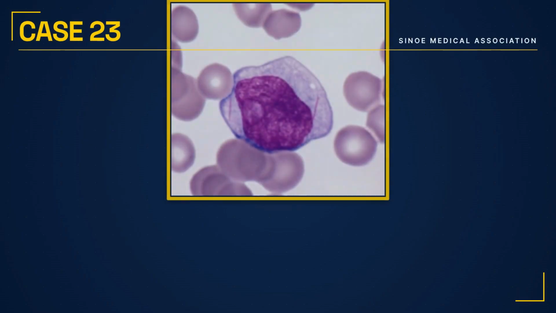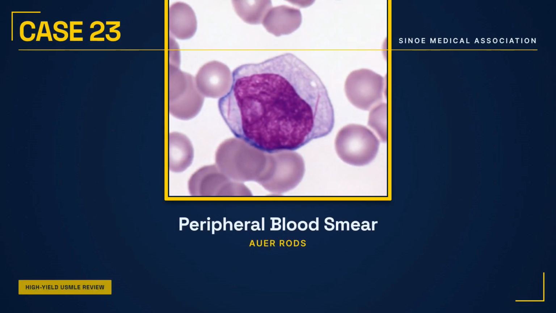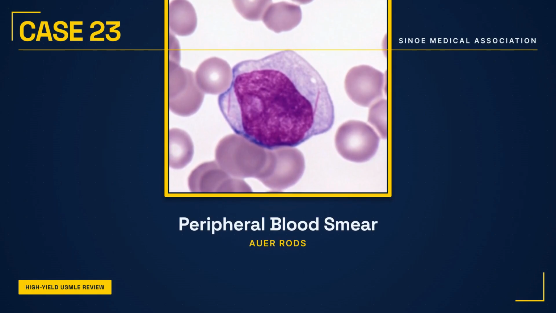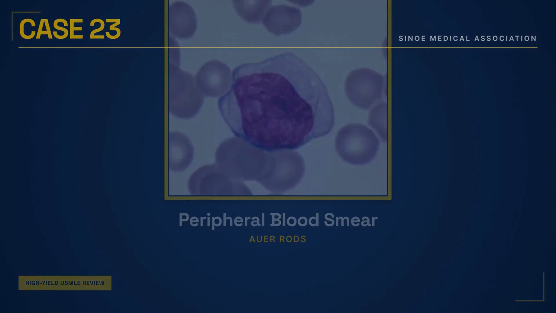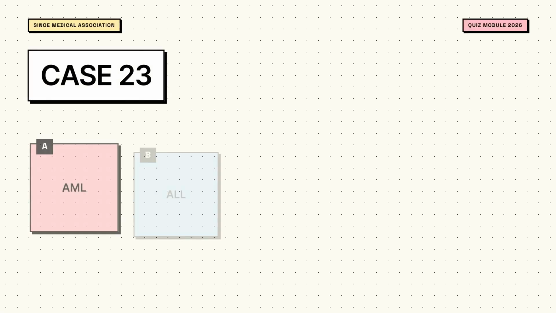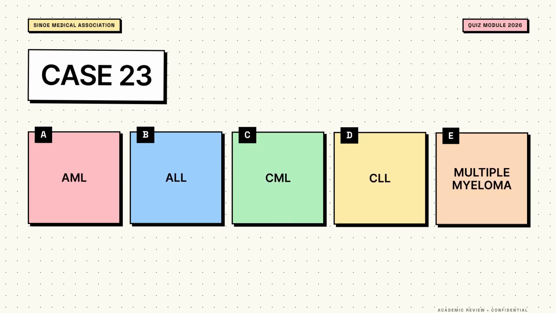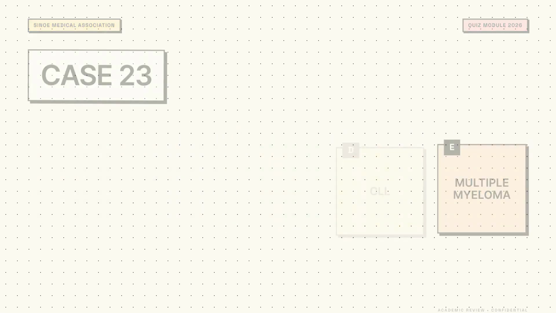Case 23. A 60-year-old man presents with fatigue and easy bruising. Peripheral smear reveals large myeloblasts with needle-like inclusions in the cytoplasm, known as Auer rods. What chromosomal translocation is most high yield for this presentation? A. t(9;22), B. t(15;17), C. t(8;14), D. t(11;14), or E. t(14;18)? Pause and select. The correct answer is B, the t(15;17) translocation.